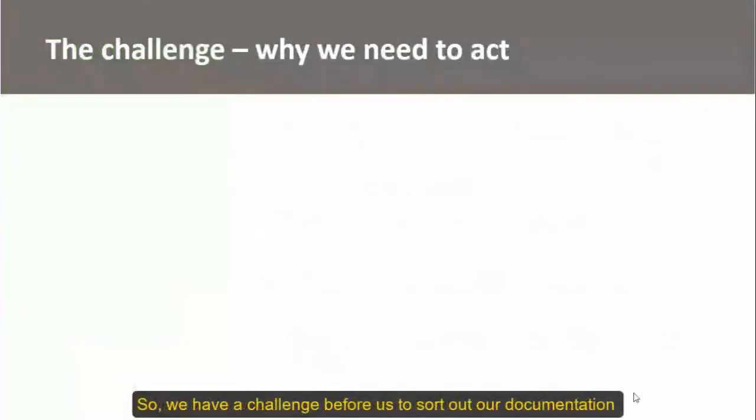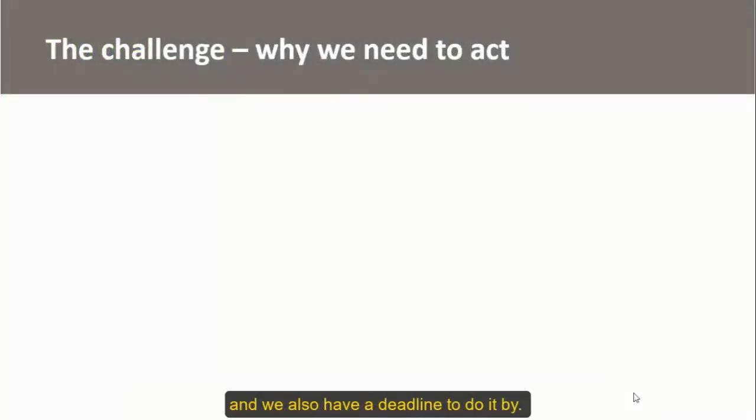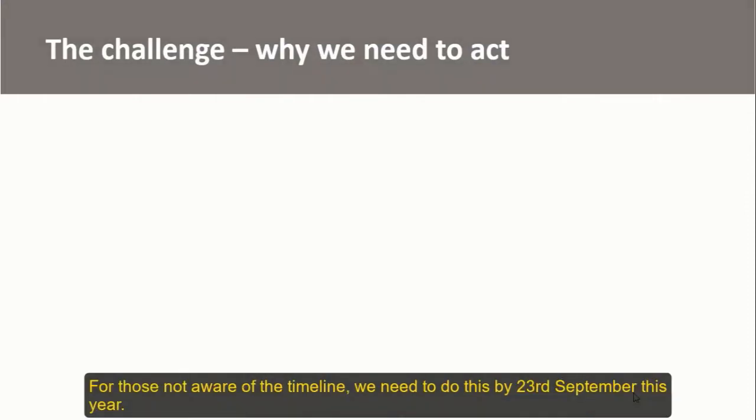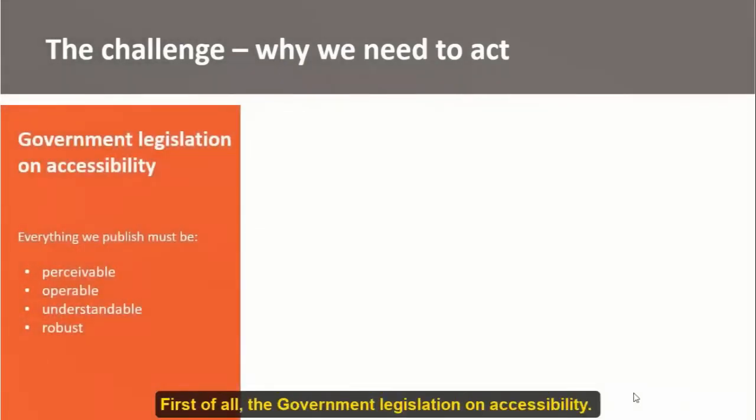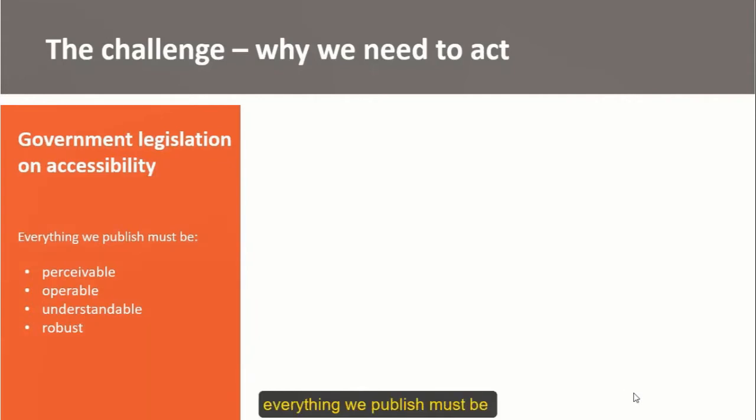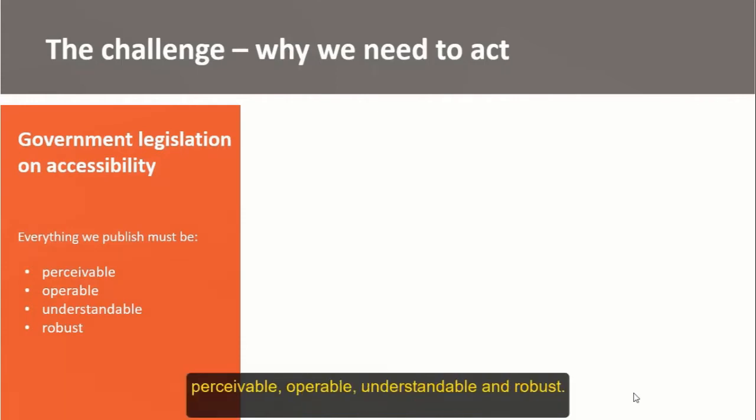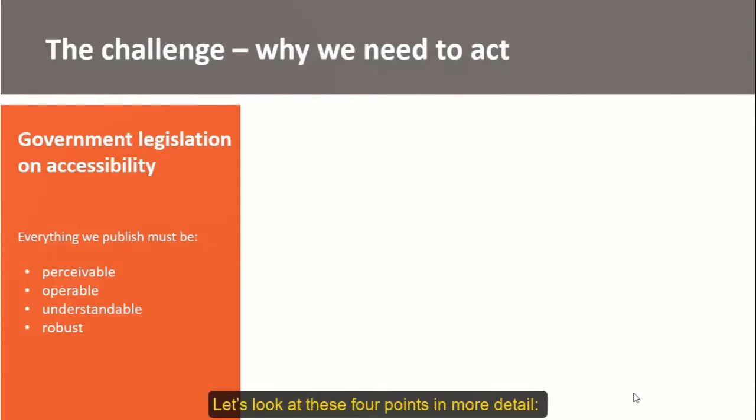So we have a challenge before us to sort out our documentation, and we also have a deadline to do it by. For those not aware of the timeline, we need to do this by the 23rd of September this year. First of all, the government legislation on accessibility. We need to adhere to the legislation from government, being that everything we publish must be perceivable, operable, understandable, and robust. Let's look at these 4 points in more detail.